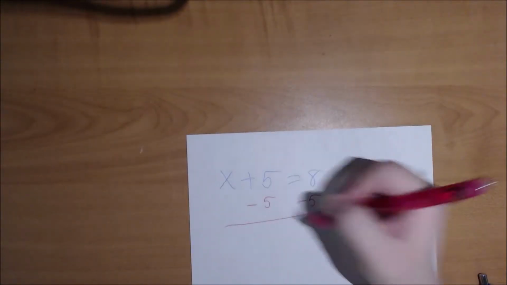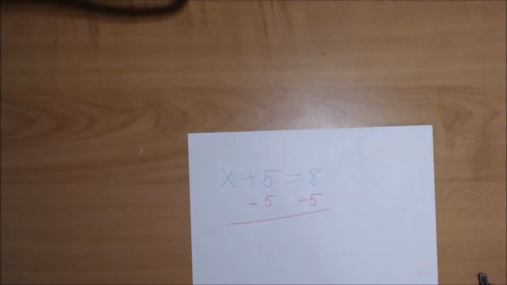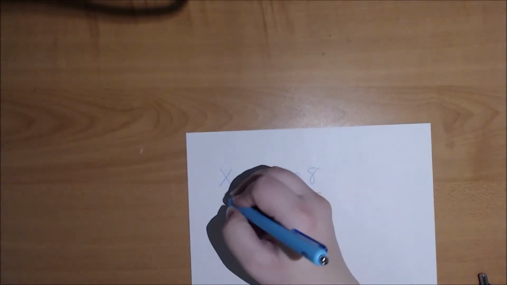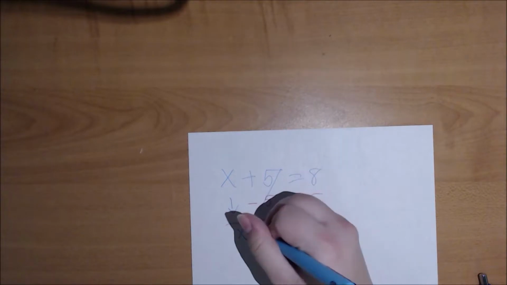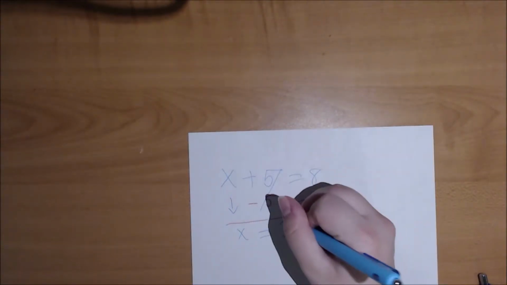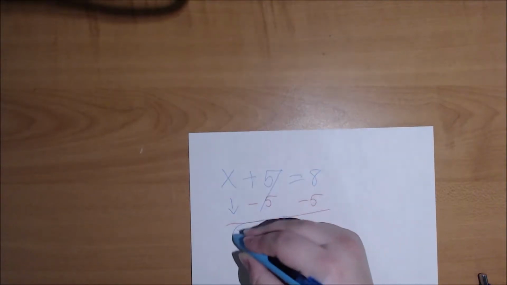So 5 minus 5 is 0. They cancel each other out. So I'm left with x equals 8 minus 5 is 3. So x equals 3 on this one.